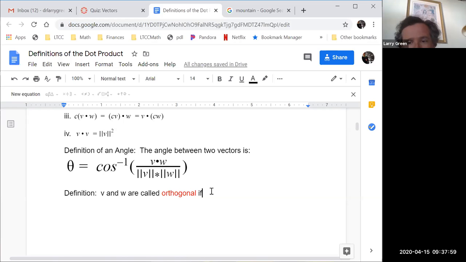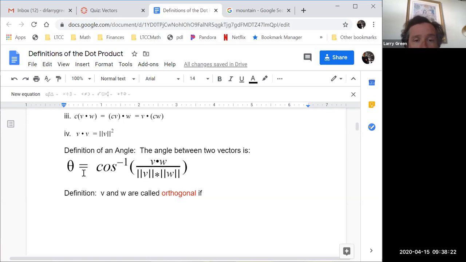Theta is 1. Cosine of 1 is not 0. Cosine of pi over 2 is 0. Right angle, right? So orthogonal is the same as being a right angle. Any questions on that? So we want a right angle out of this.